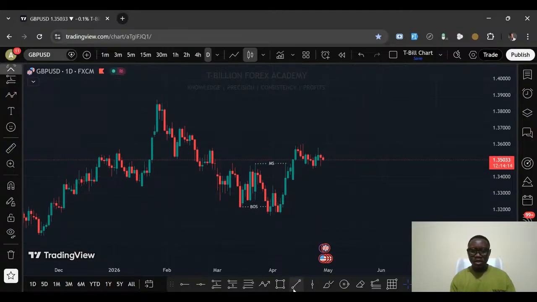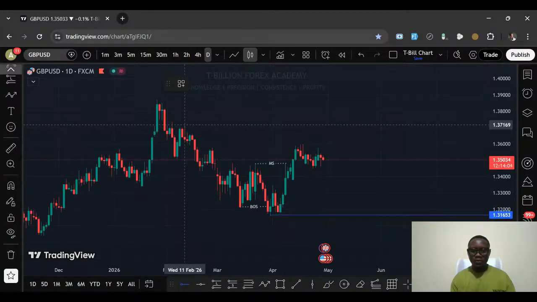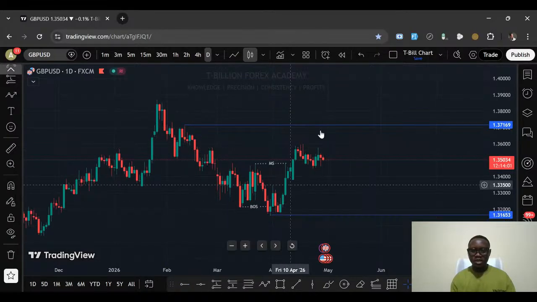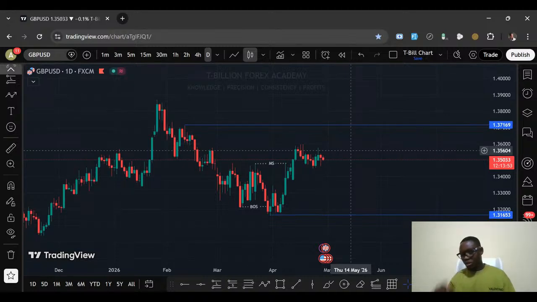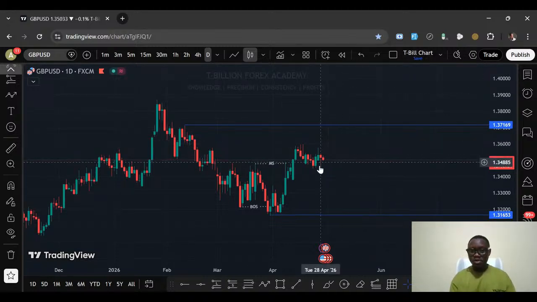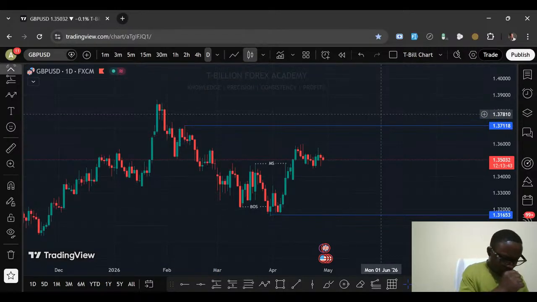Okay, so let's look at our external liquidity. Very important. So this is our external liquidity, our sell side liquidity, and this is our buy side liquidity. Now, for this bullish move to continue or to complete, price has to take out this high. And that is why whenever you establish your direction of bias, it is important to take trades in the direction of the bias until the external liquidity within that range is swept. Okay, so that is quite notable.